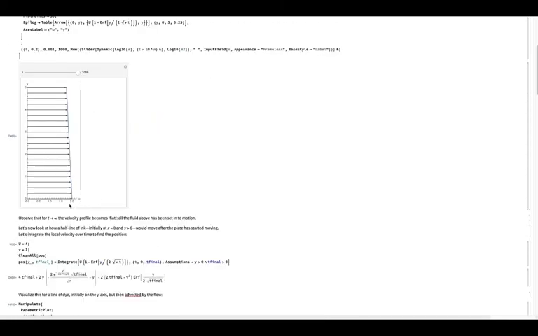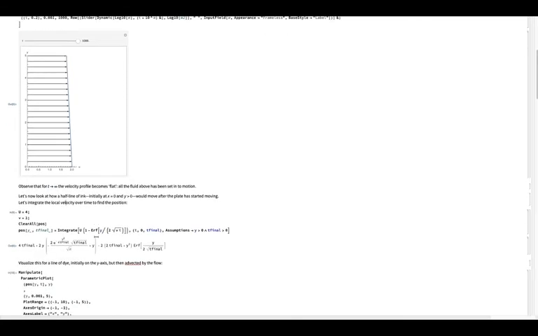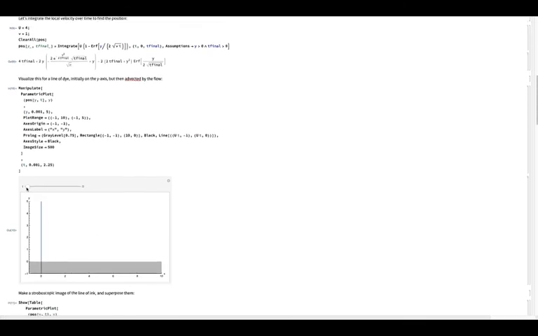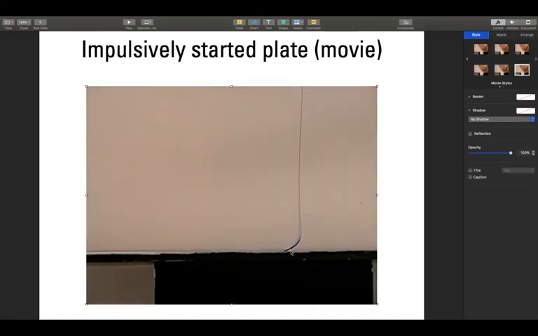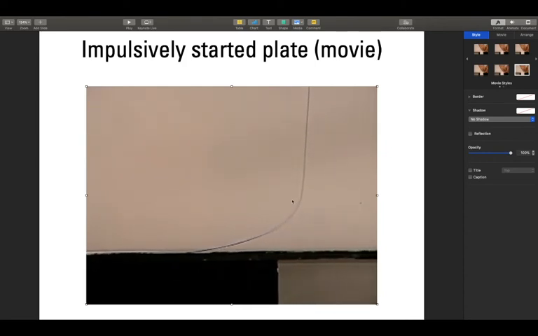So after visualizing the velocity profile, we can also integrate the velocity over time to find position. And then we can visualize it by using a line of dye at x equal to 0. And if we play it, you get the position of this dye at different time instances once the plate has started moving. And if you remember, I showed a similar video in the very beginning of the lecture. So let me just remind you of that video. And here also you saw that this dye was advected with the flow.